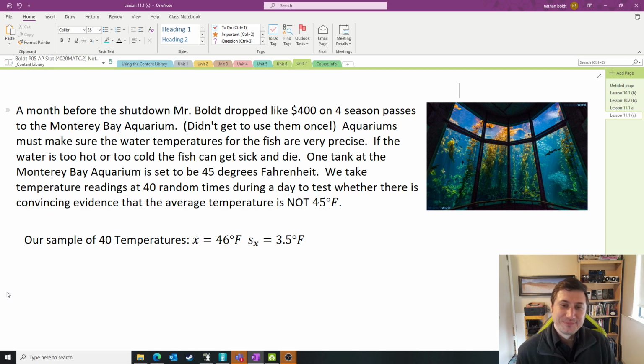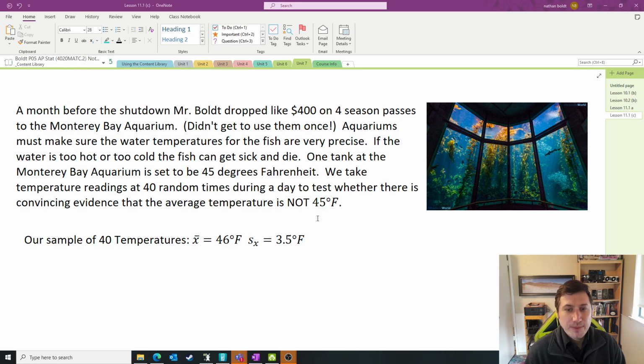And then, yeah, well, we know what happened. Too bad. So, aquariums must make sure the water temperatures for the fish are very precise. If the water is too hot or too cold, the fish can get sick and die. So got to make sure the temperature's right. One tank at the Monterey Bay Aquarium is set to be 45 degrees Fahrenheit.